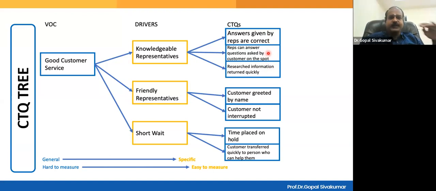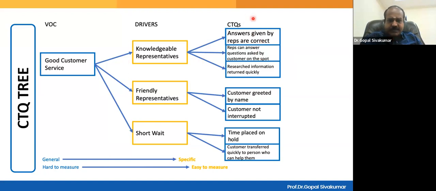Suppose whether the query is answered on the spot, or it took some time. So by doing another sampling study, you can exactly understand whether your call center is functioning as per the expectation or not. All right. So that way it can be done.